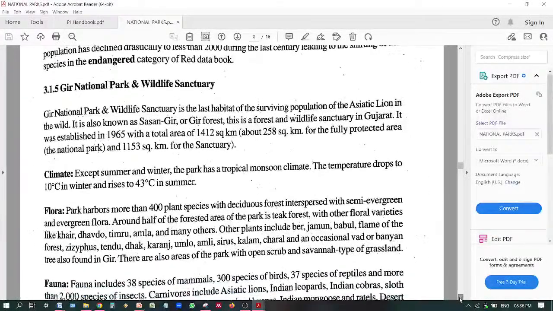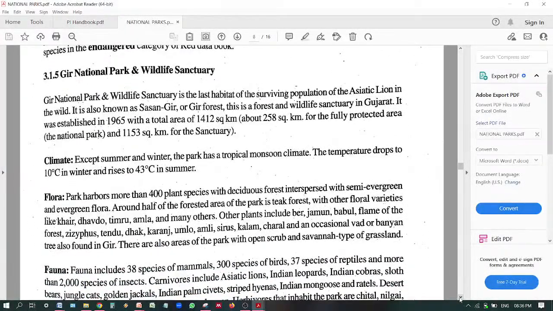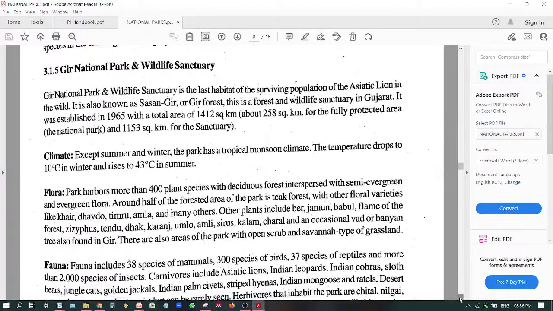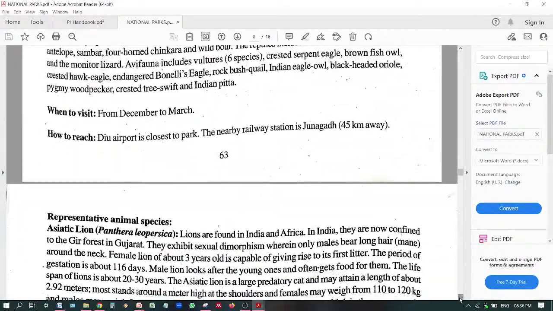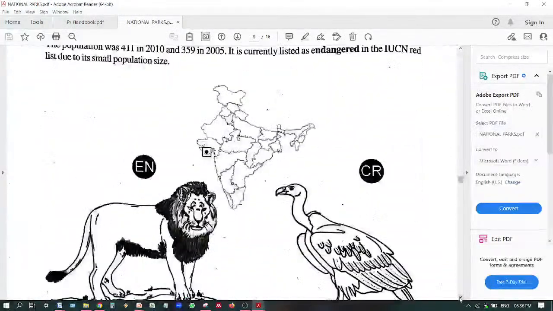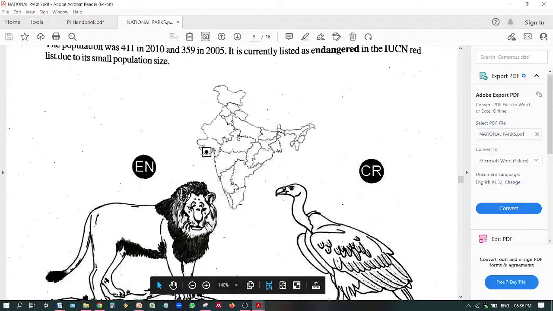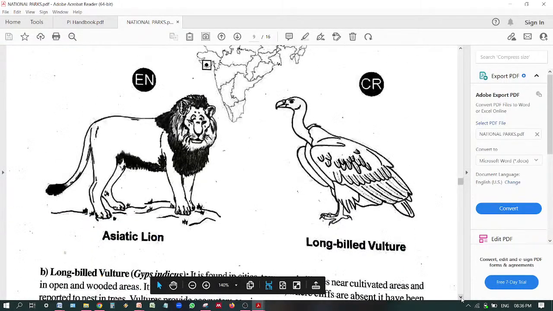Next is the Gir National Park, which is also a wildlife sanctuary. This is present in Gujarat. Let us see the representative species of the Gir National Park. So Gir National Park is in Gujarat. You need to remember its marking on the map. It has two representative species. The first is the Asiatic lion, which is endangered, and the long-billed vulture, which is critically endangered.